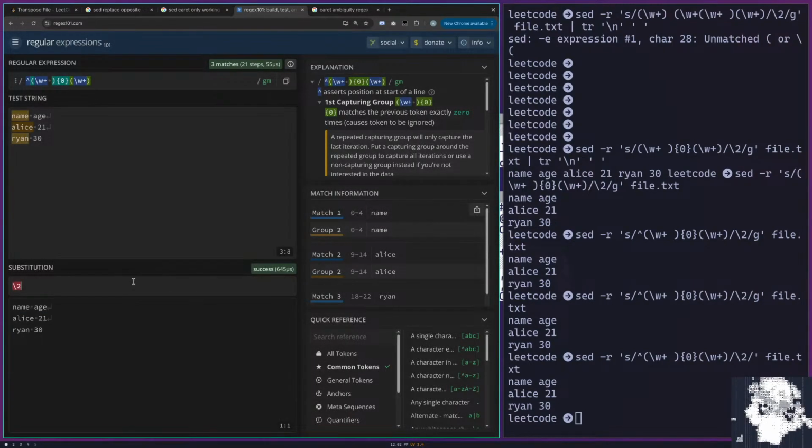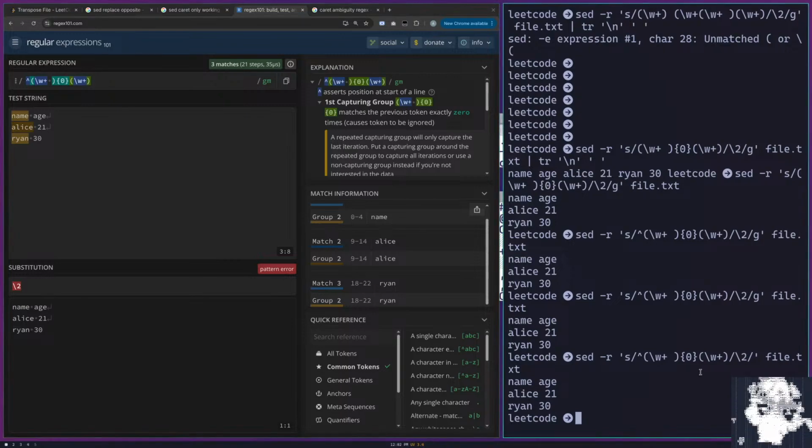Substitution /2. It has never liked the way I do substitutions here. I don't know why. How does Regex 101 want you to do? I don't know. But anyway, why would this not be working?